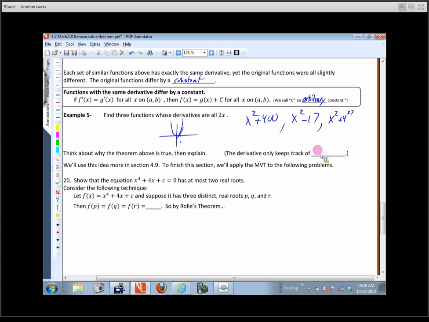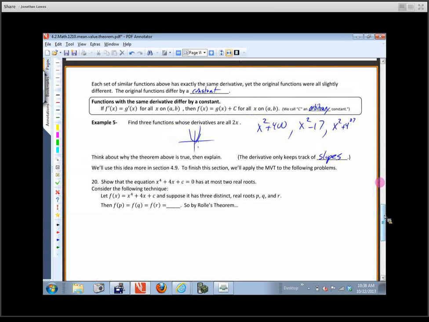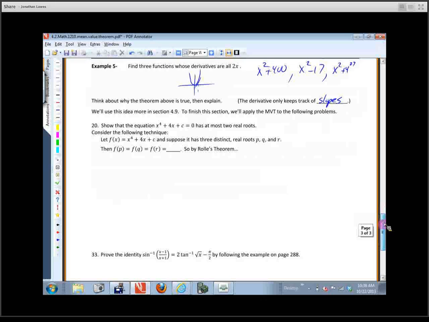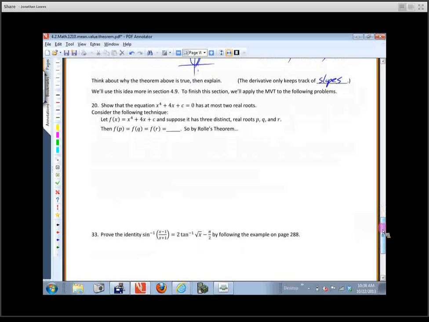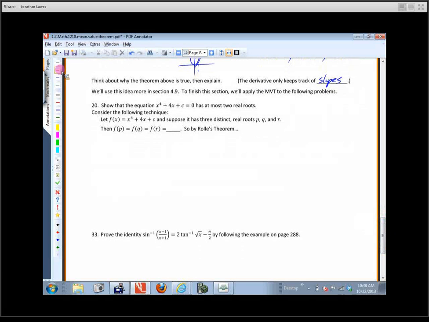The derivative only keeps track of slopes, not function values. And that's why they can differ by a constant. Okay. And we'll use that again. That'll come up in section 4.9 and a lot in chapter 5. But for right now, just have that in your head, have that cooking there.